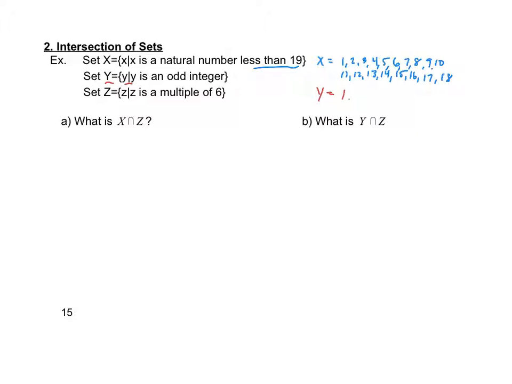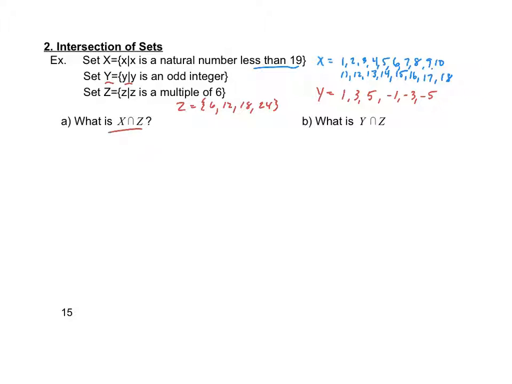So that could be 1, 3, 5. It could be -1, -3, -5, knowing what my integers are. And then z is all values of z such that z is a multiple of 6. So thinking about 6, 12, 18, 24. Those are some of the numbers that we would have, and of course, those would go on forever.